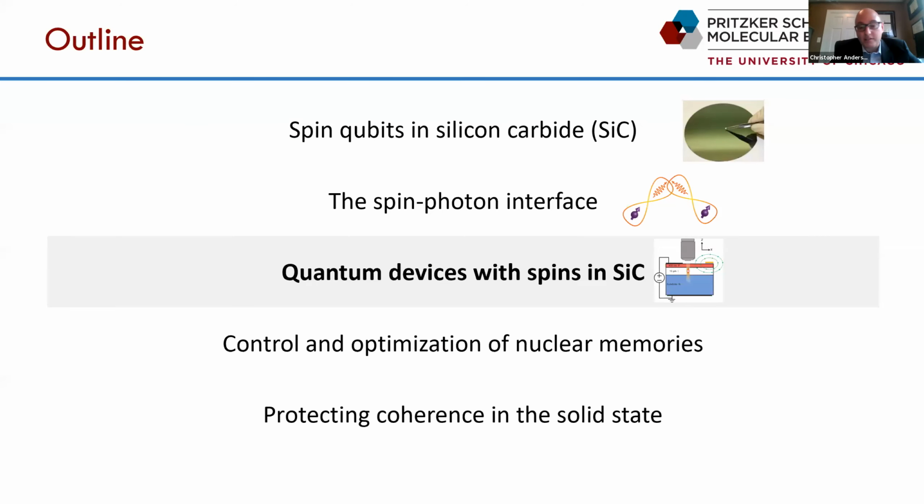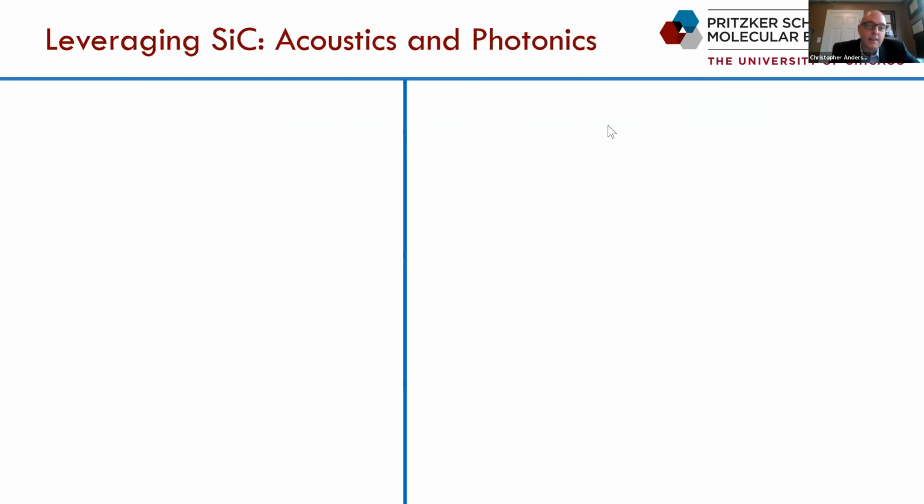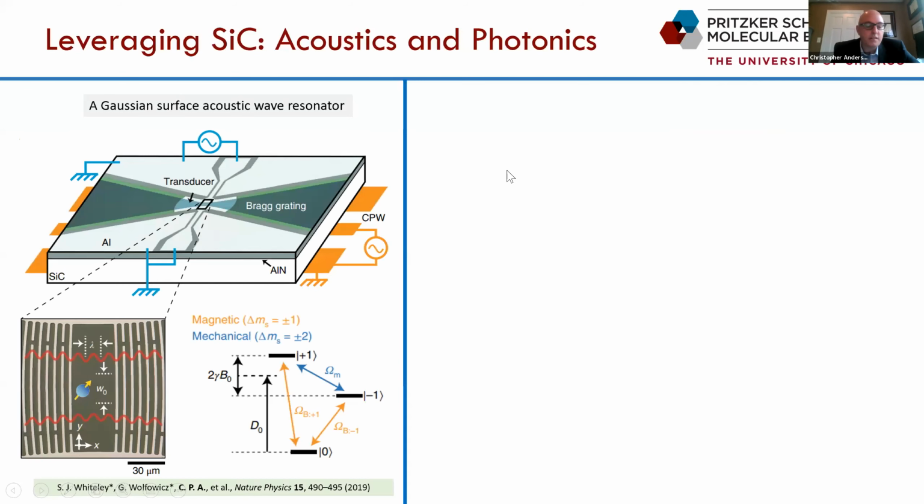Now I want to talk about some of the recent work that we've been doing on actually building these quantum devices in silicon carbide and utilizing the advantages of silicon carbide as a platform. The first thing is leveraging silicon carbide as an acoustic and a photonic material. We can fabricate surface acoustic wave devices, basically surface strain waves, to drive and manipulate spins in silicon carbide. In this case, it's transduced by an aluminum nitride layer. You can find more details in this paper below.